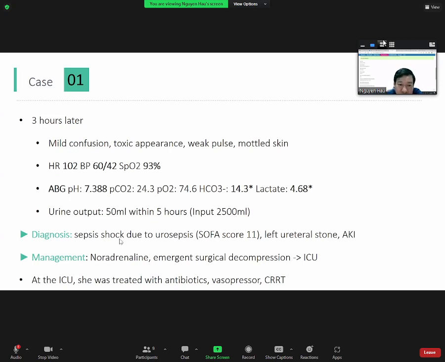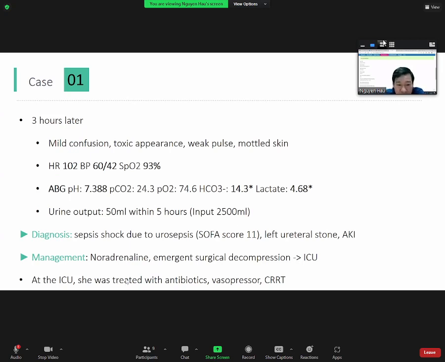Diagnosis right now: septic shock due to urosepsis with a SOFA score of 11, left ureteral stone, AKI. Management: noradrenaline and emergency surgical decompression, because we have to receive patients like that, and some patients die very quickly, in less than 20 hours, so we have to emphasize this.